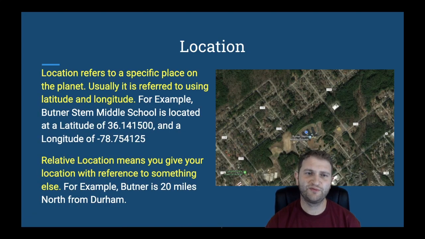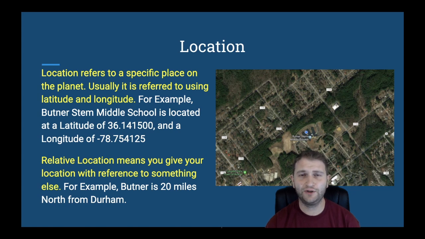Location refers to a specific place on the planet. Usually it's referring to latitude and longitude. So if you're talking about Butner-Stem Middle School, for example, it is one specific spot on the globe. And no matter what globe you look at, with latitude and longitude, you would have the exact location. This doesn't always seem important, but latitude and longitude are these imaginary lines that we put on the globe, and it really helps us understand where we are in the world.